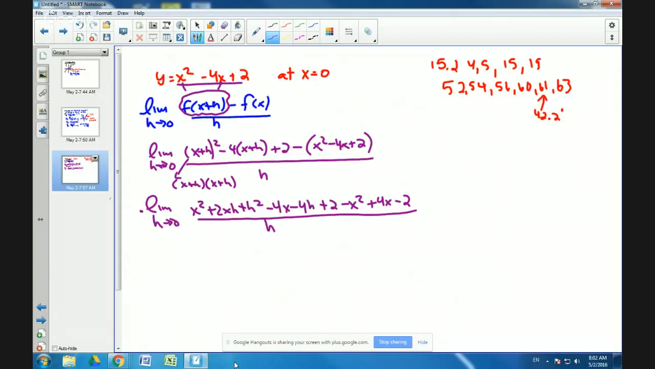Right. But here's what's nice about these a lot of times. X squared minus x squared is 0. Negative 4x plus 4x is 0. And 2 minus 2 is 0. Right? So we end up with 2xh plus h squared minus 4h.